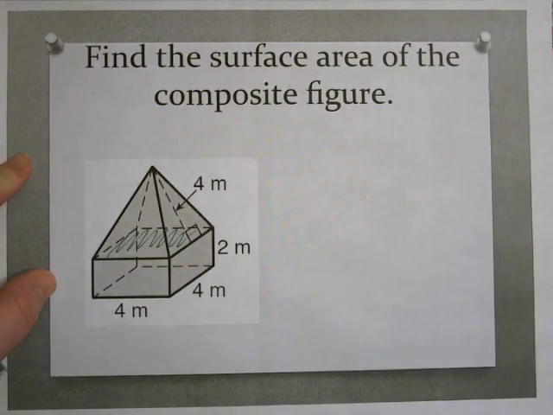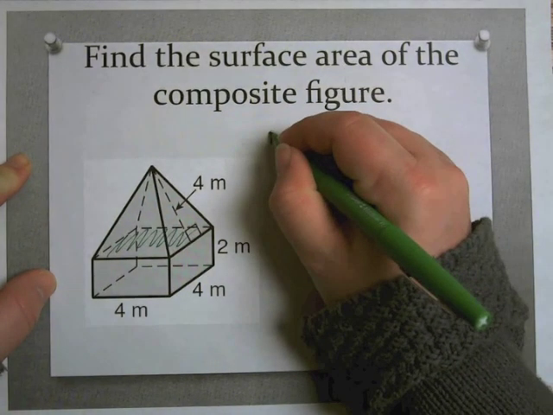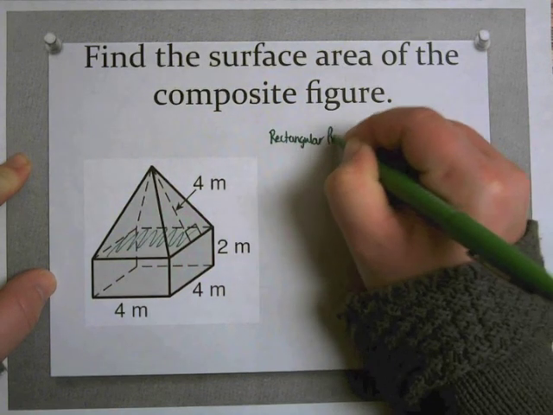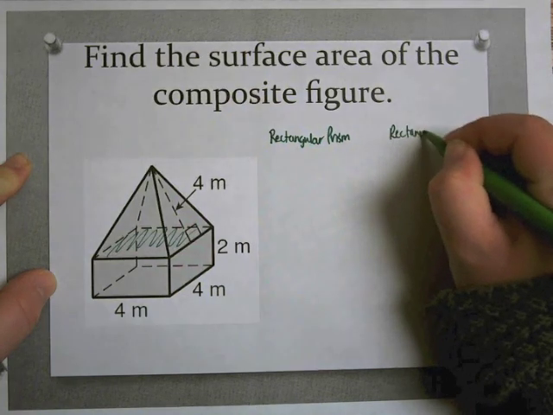But what I want to do is I want to take, because it's composite, so I'm going to take two different formulas, so one at a time. So I'm going to start with my rectangular prism. I'm going to label it really good so that way I don't get confused. And then I've got my rectangular pyramid.